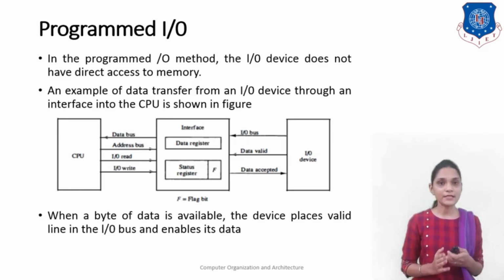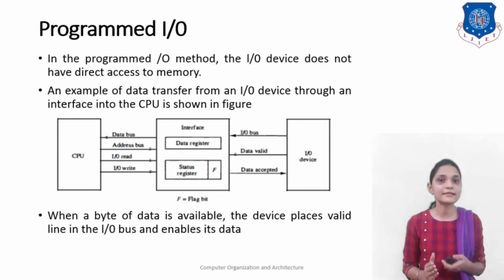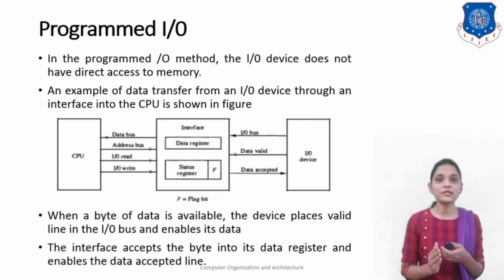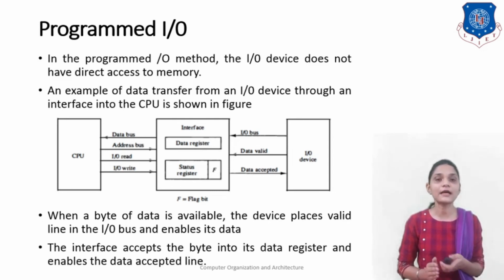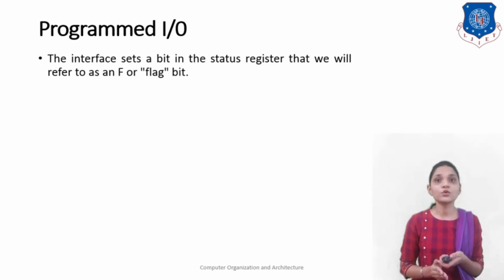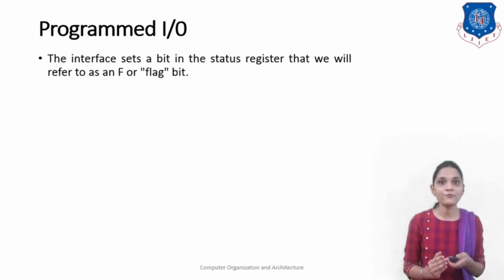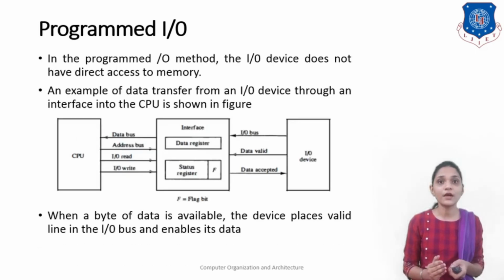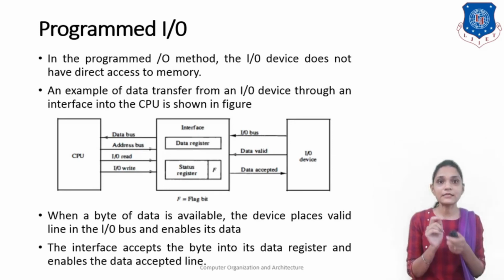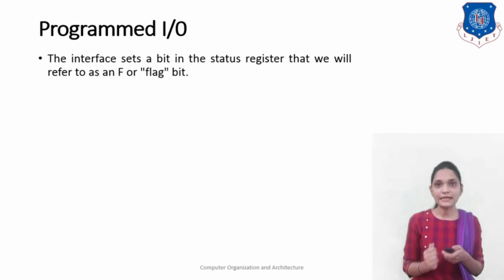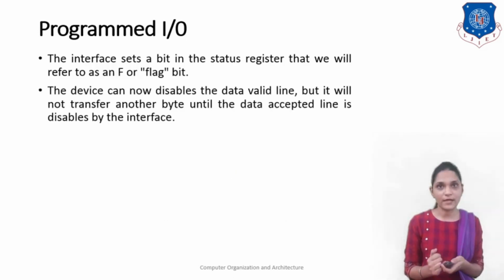When a byte of data is available, the device places a valid line in the IO bus and enables its data valid line. When the interface accepts the byte into the data register, it then enables the data accepted line. The interface sets a bit in the status register that we will refer to as F, or the flag bit. So here we have used this F bit, known as a flag bit, to represent the data, and that flag bit is your status flag.